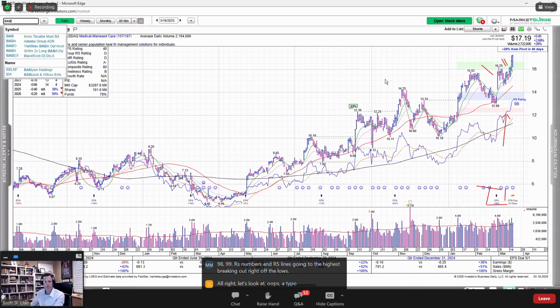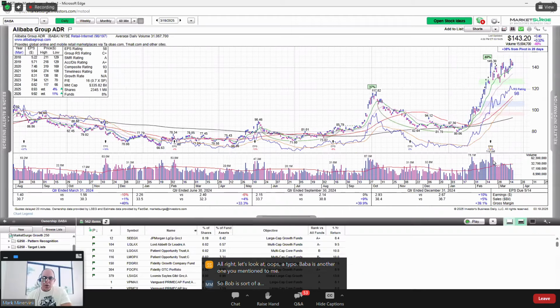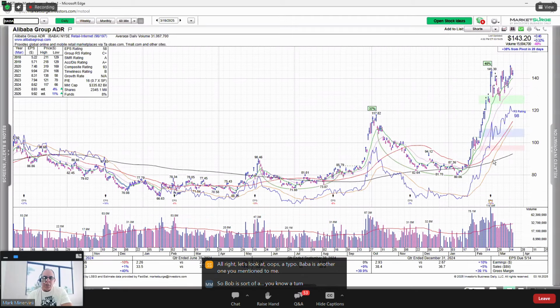Baba is another one you mentioned to me. So Baba is sort of a turnaround or refocus. And if you see the ants in there, this showed some pretty powerful action. When you see the ants, you can see those on the MarketSmith charts. That shows 12 out of 15 days up. That's something that David Ryan developed. It just shows that there's some real power there.